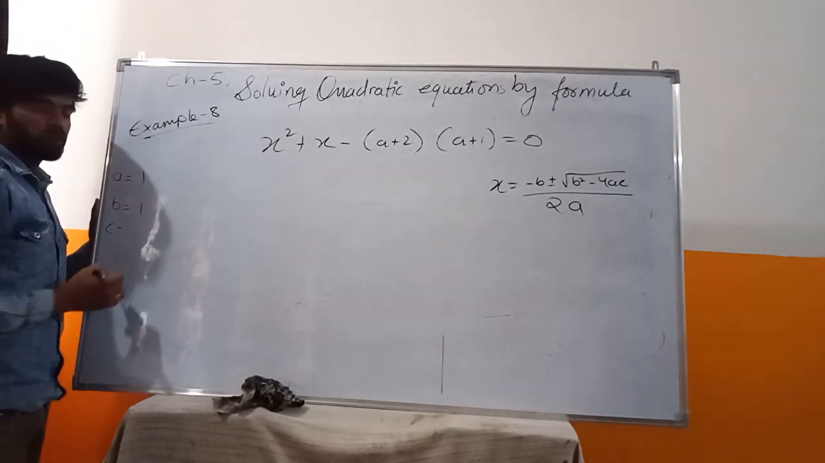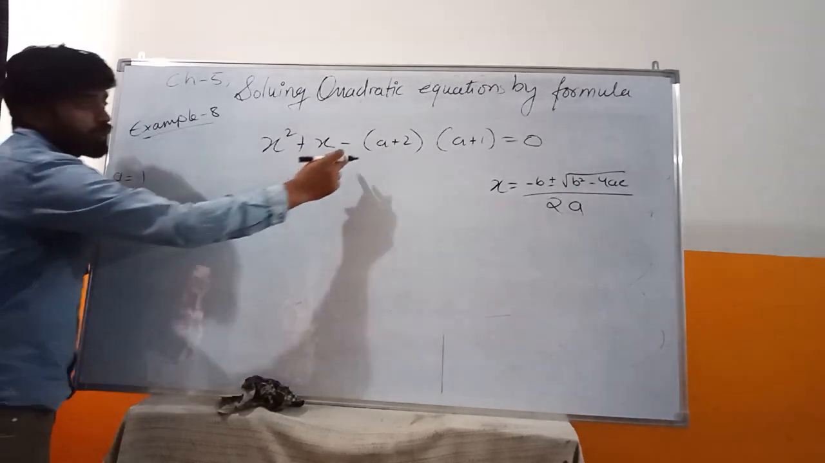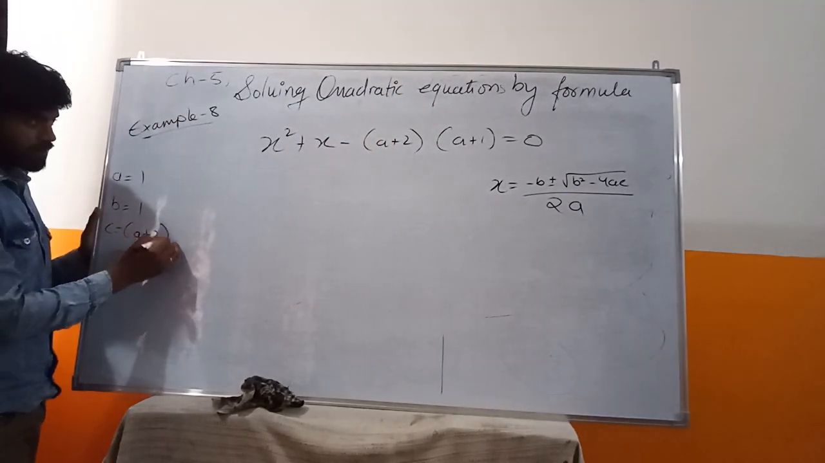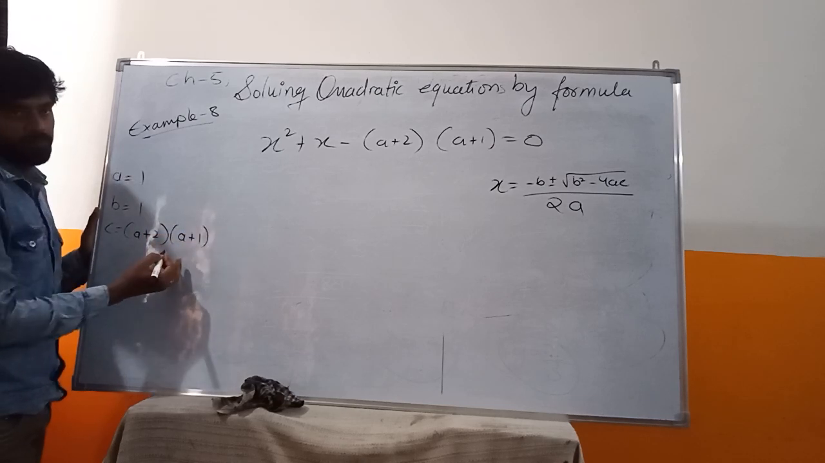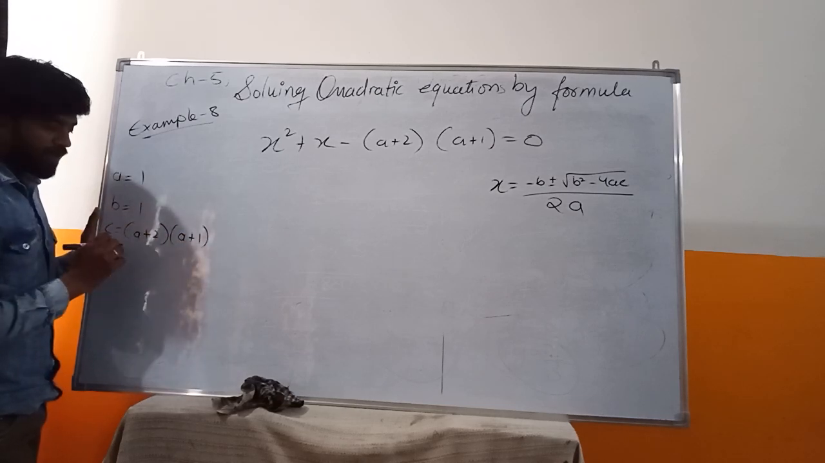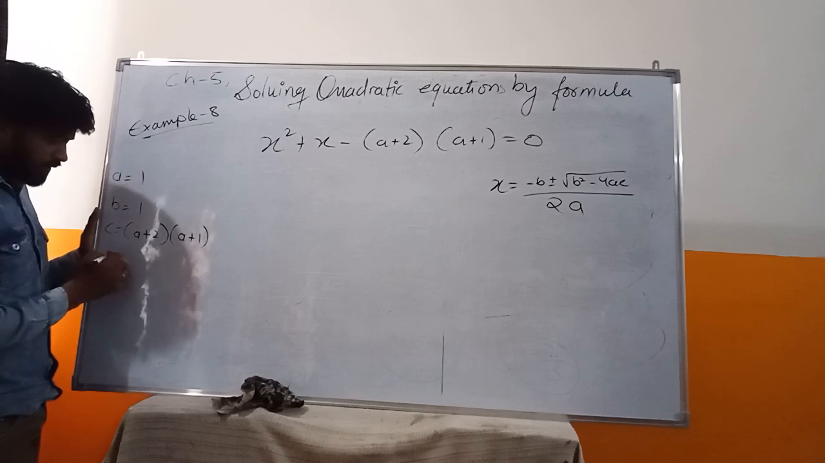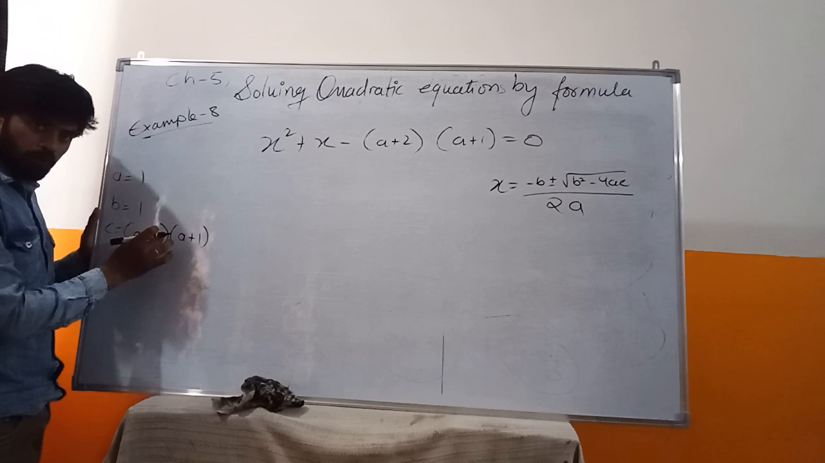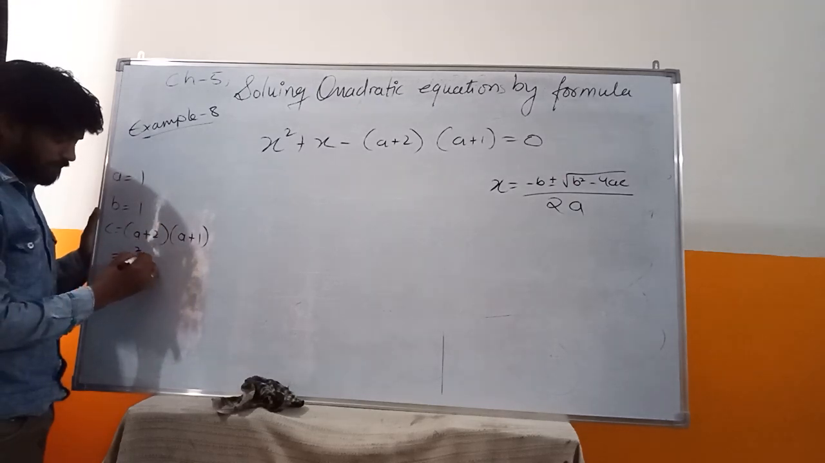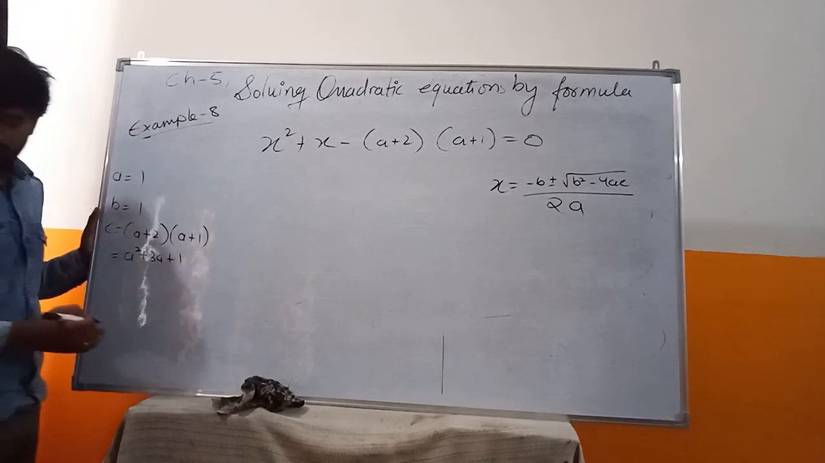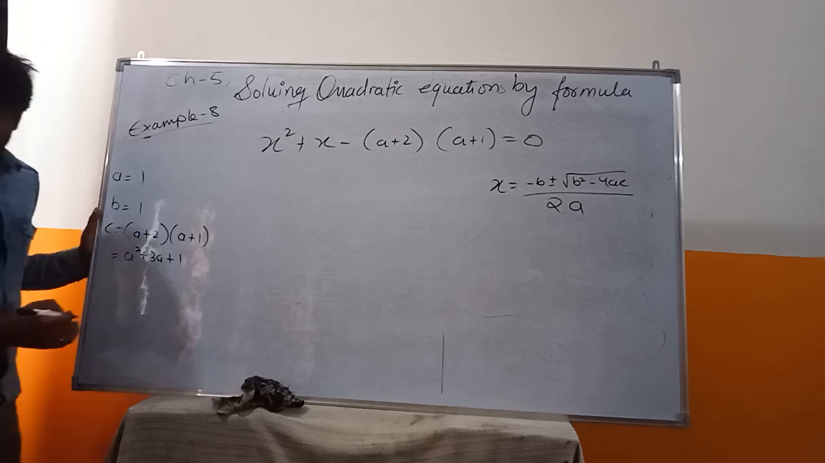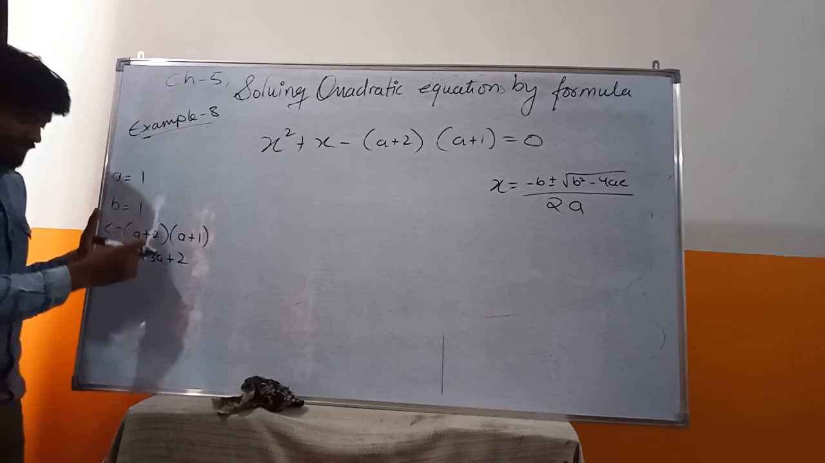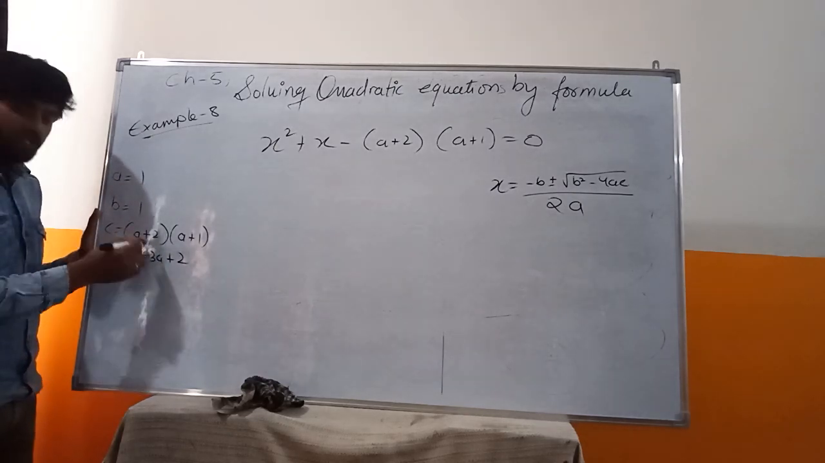What is b? b is also 1. What is c? This whole thing takes the place of c. So a plus 2 and a plus 1. This is what the value of c is. But if I solve it further, I'm going to get a into a square, and when I multiply both the brackets, I'm going to get a square plus 3a plus 1 plus 2. So this is c. This is the value of c for me.